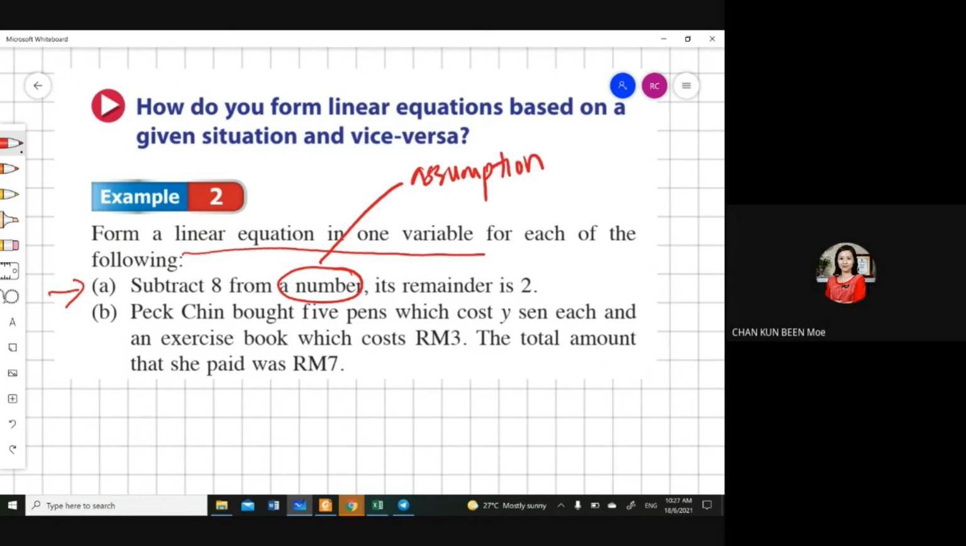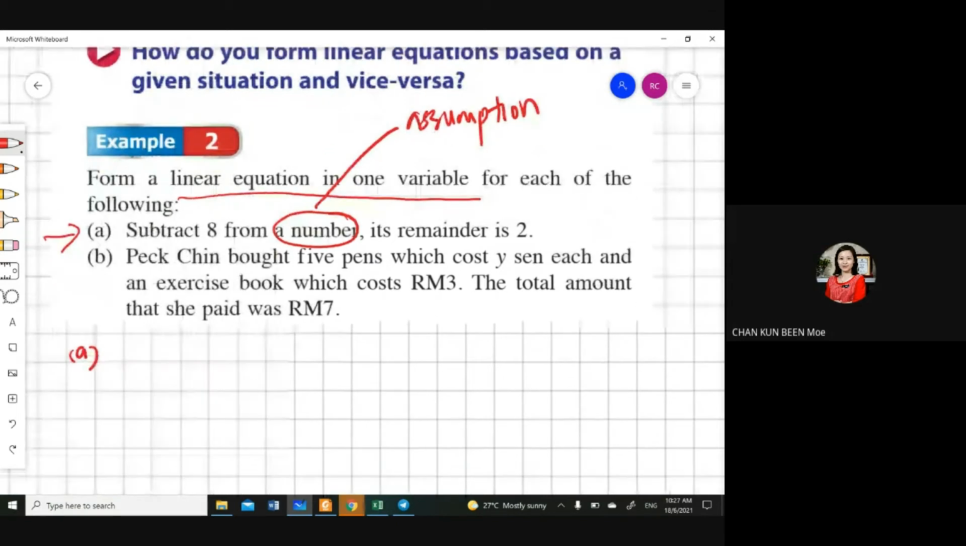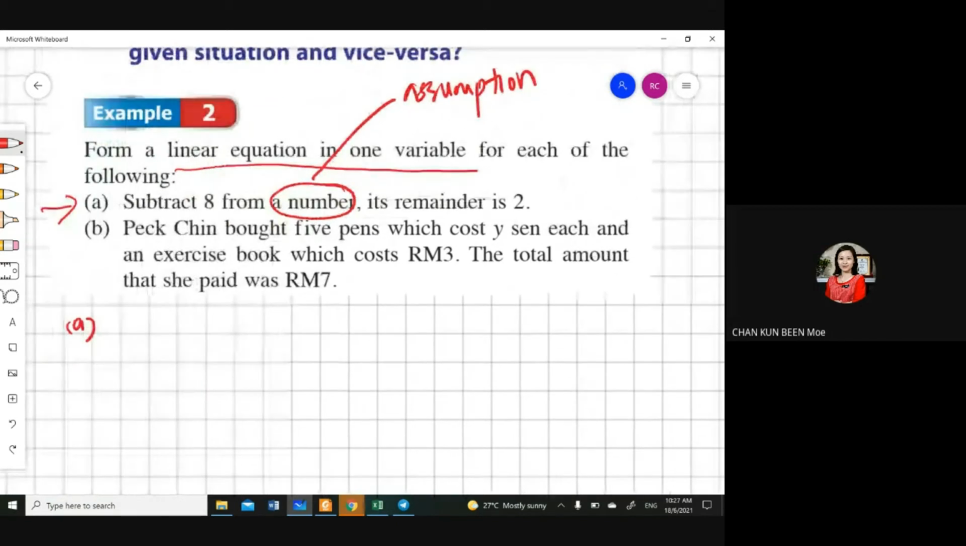So let's look at A over here. I'm going to assume the number is equal to x. So let the number be x. It's very hard for me to write here. Let the number be x. Okay, now subtract 8 from a number. We refer back to the question again. Subtract 8 from the number. The number is x right now, right? The remainder is 2. Do you know the meaning of remainder?